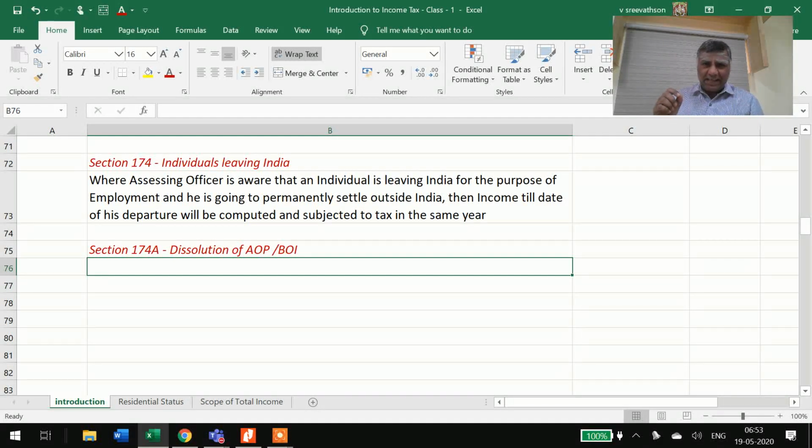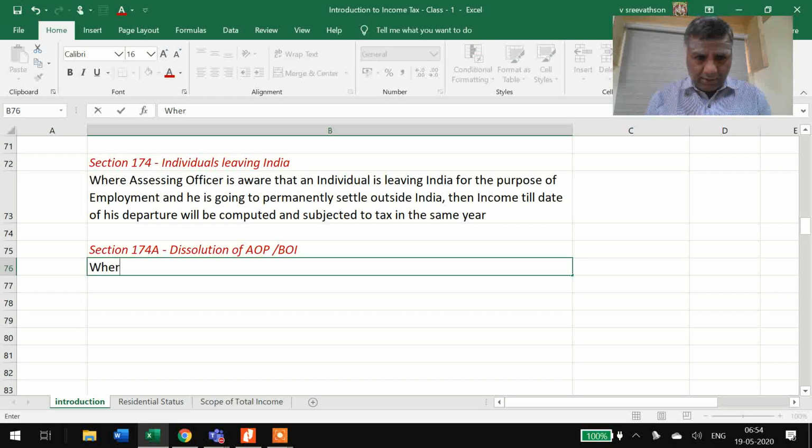So the law says, when you are aware that the purpose for which an entity is formed is over and the entity is going to dissolve, then compute the income and the tax till the date of dissolution and subject it to tax immediately. Do not wait for the year to get over, boss, you will lose the revenue. Subject it to tax immediately. AO stands for assessing officer, okay?